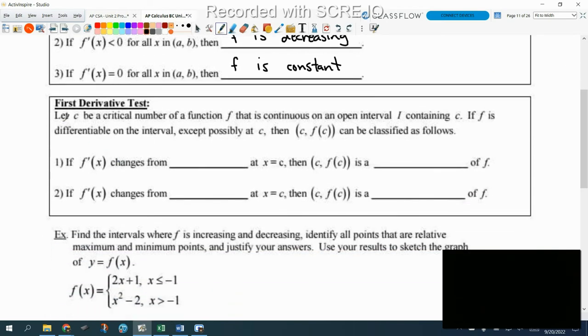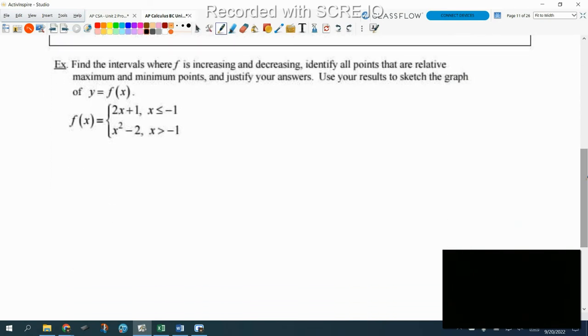And then we talked about the first derivative test, which tells us that if c is a critical number of a function f, and f is continuous on an open interval I which contains c, and f is differentiable on the interval except possibly at that point, then that point can be classified as follows. If f prime changes from positive to negative at x equals c, then f of c is a relative max. And if f prime changes from negative to positive at x equals c, then f of c is a relative min of f.